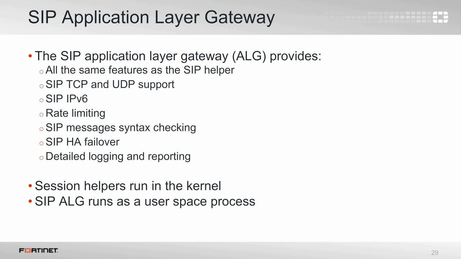For SIP traffic inspection, the FortiGate includes a feature smarter and more versatile than the SIP session helper. It is the SIP Application Layer Gateway, SIP ALG. The SIP ALG has all the same functions of the SIP helper, but provides more features. Also, while session helpers run in the kernel, SIP ALG runs as a user space process.